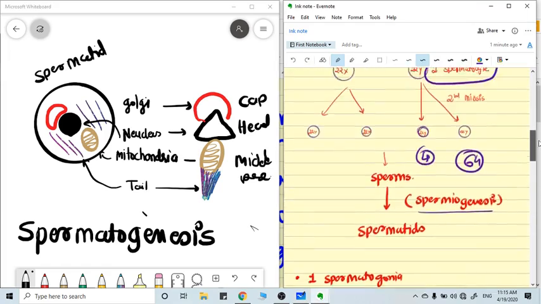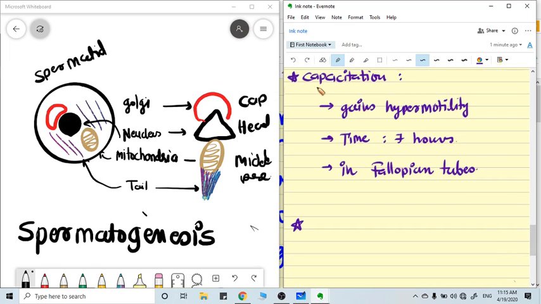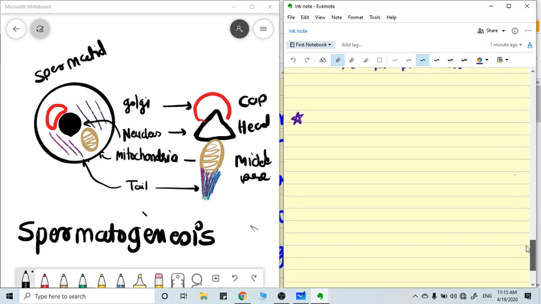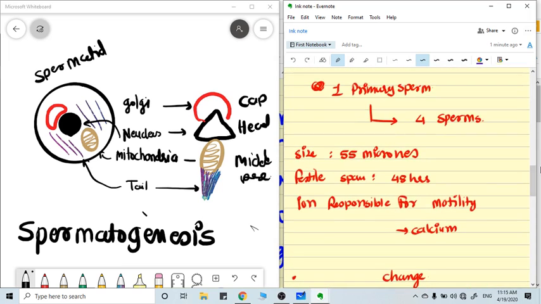Now there is one process called capacitation. Capacitation is a process in which the sperms get hypermotility. It occurs in the fallopian tube before piercing the ovum. Sperm's size is 55 microns, and the fertile span of sperm is on an average 48 hours.